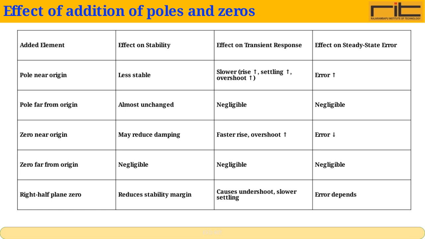Finally, right half plane zeros are particularly important because they reduce the stability margin. They often cause an undershoot in the response and slower settling times. The effect on steady-state error in this case varies depending on the specific system. Understanding these influences is key when designing control systems to achieve the desired balance between stability, speed, and accuracy.